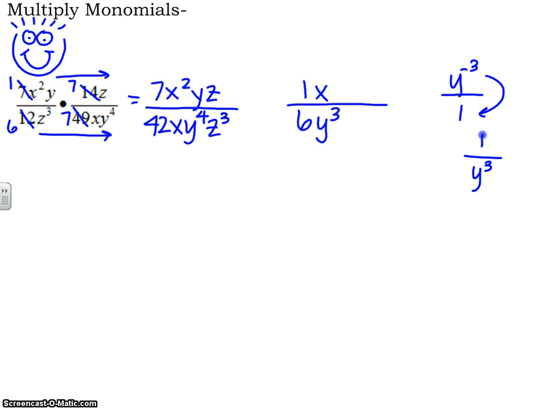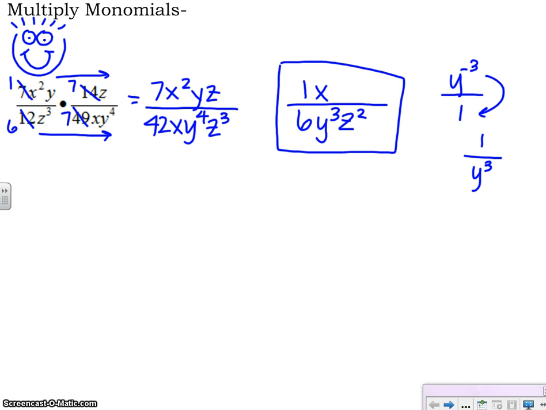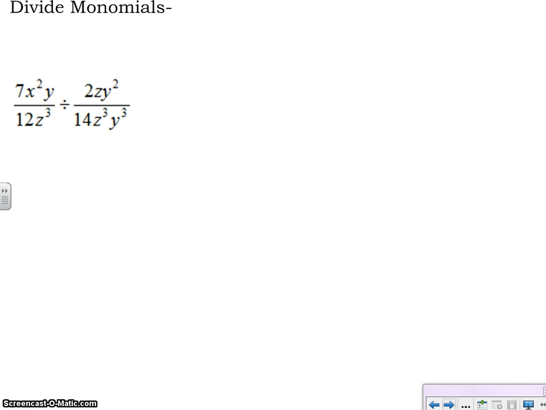Okay, so then z over z to the third will be z to the second in the denominator. There's nothing else that we can reduce, so this is going to be our answer. Of course, we can write it without the 1 in the numerator if we would like, but it's fine with it. Okay, let's go ahead and talk about a division problem.